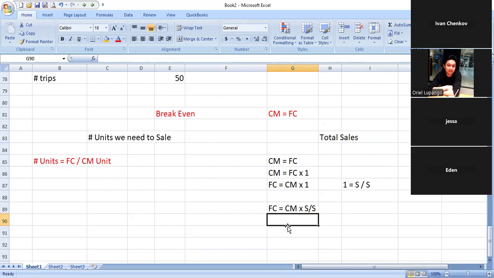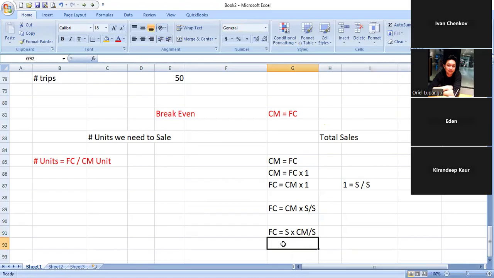Now what I have is fixed cost equal to sales times, no, that will be contribution margin divided by sales. Correct? Are you guys with me? Yes, Professor.